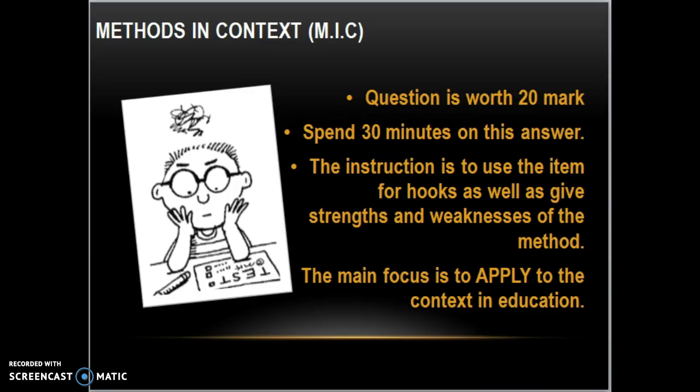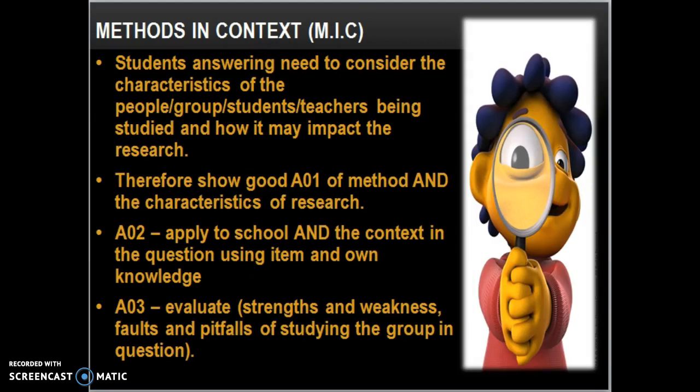So a quick reminder about what the methods in context is. There are 20 marks available. You need to give strengths and weaknesses of the method. You must apply to the context in education. So some important points to consider, but the most important one in this video is the top one. You need to make sure that you are considering the characteristics of the people, the group, the students, teachers being studied, and how it may impact the research.